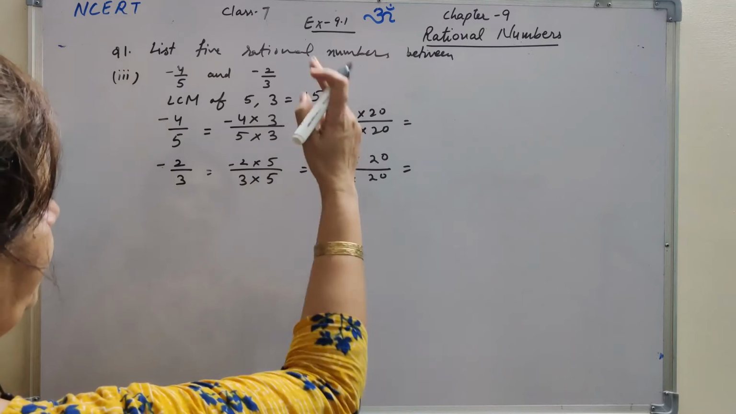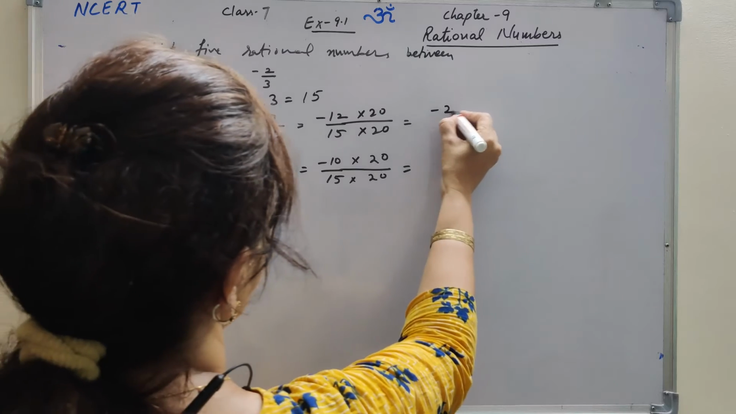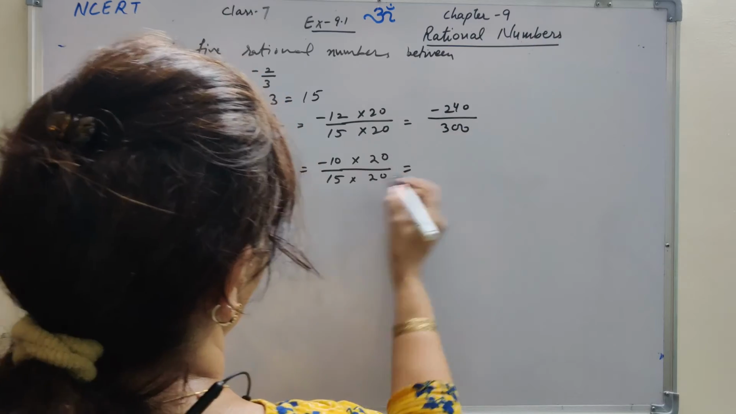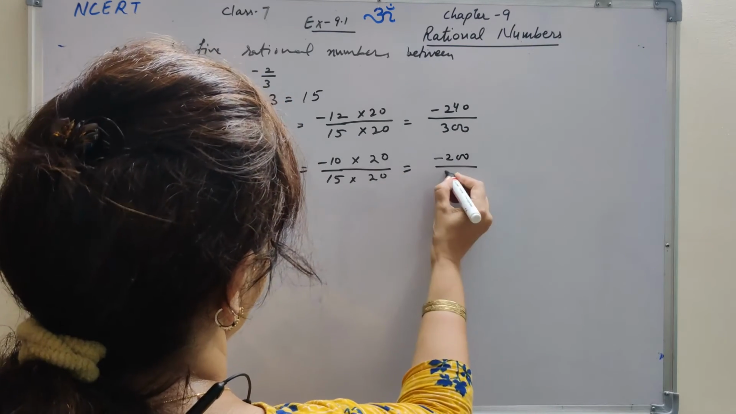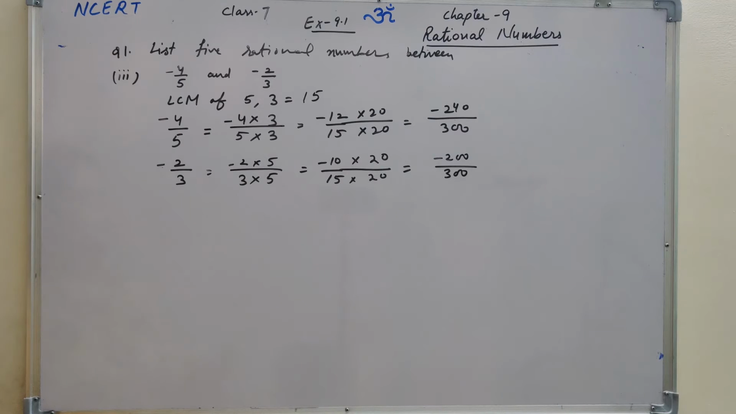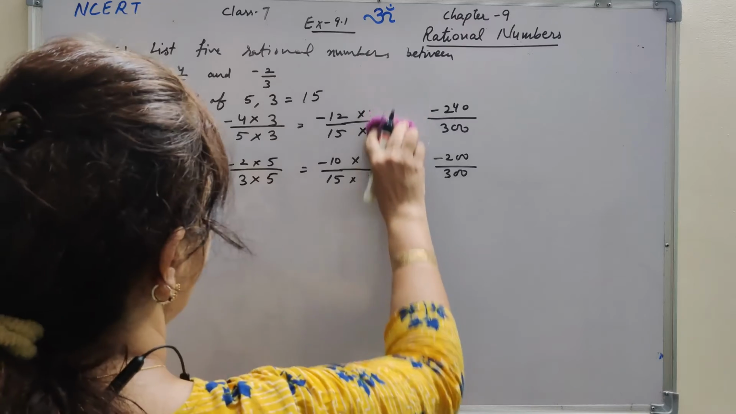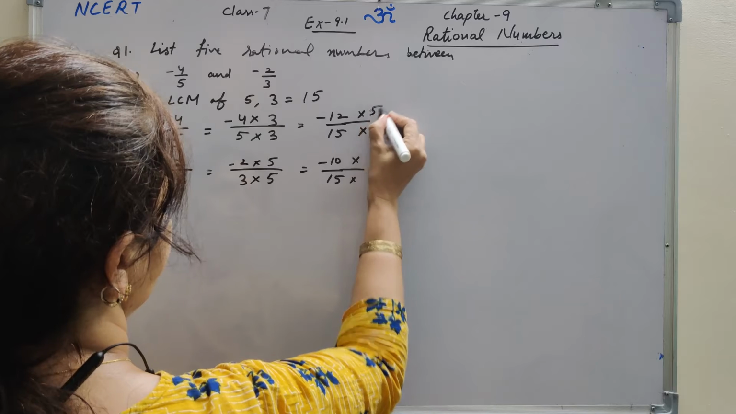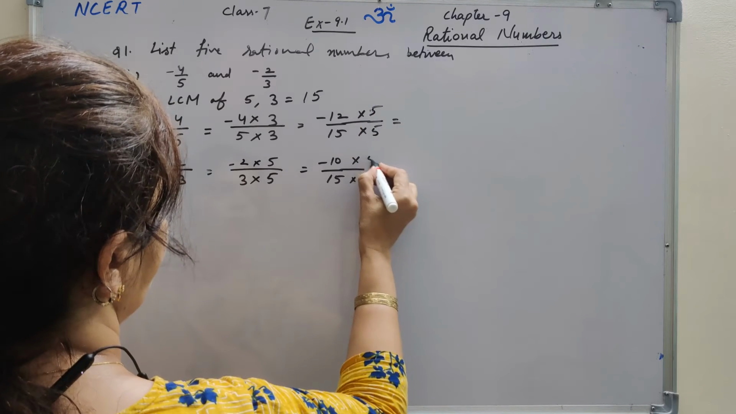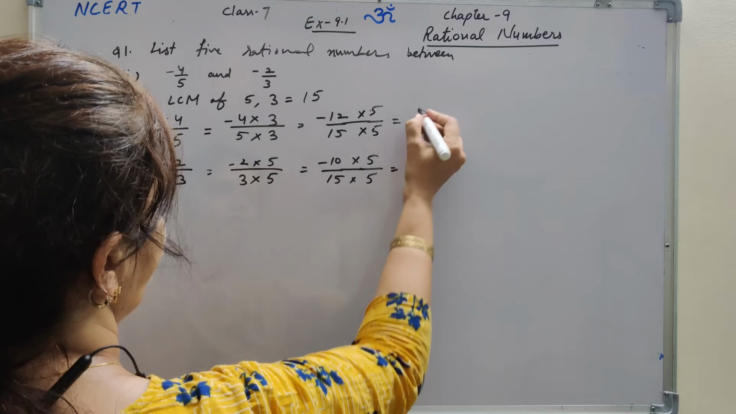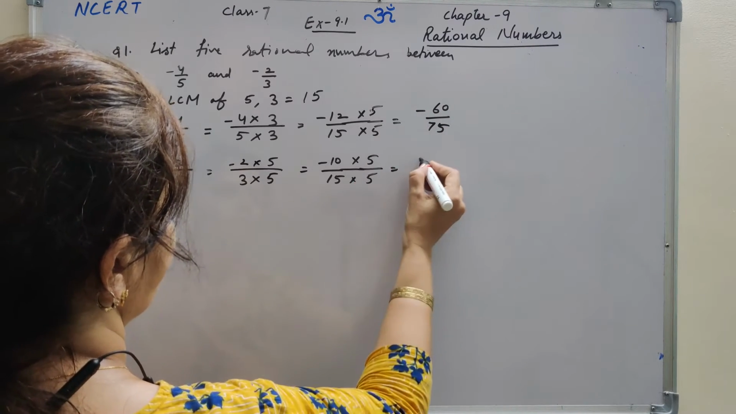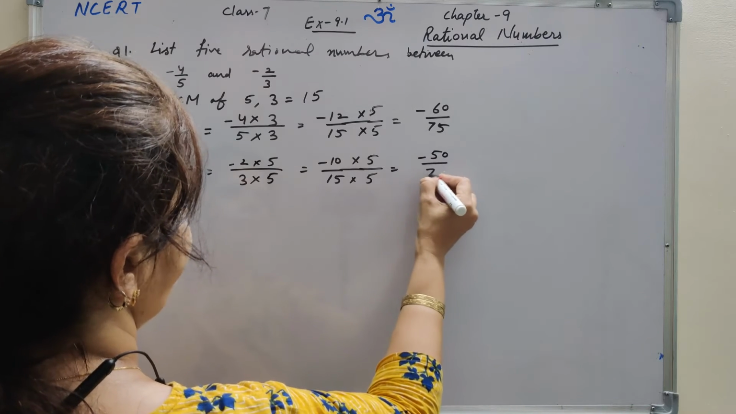So if I multiply by 20, I will get minus 240 by 300, and here I will get minus 200 by 300. You can multiply by 10 also, you can multiply by 5 also. If you don't want this much large range, you can multiply by 5 also. But the denominator of both the rational numbers should be same. If I multiply by 5, here also multiply by 5, I will get minus 60 by 75, and here I will get minus 50 by 75.